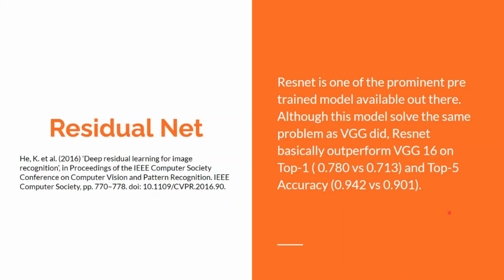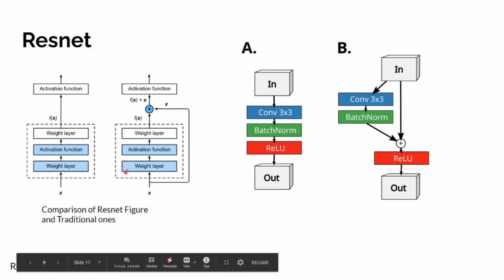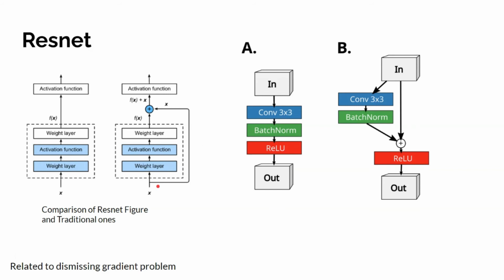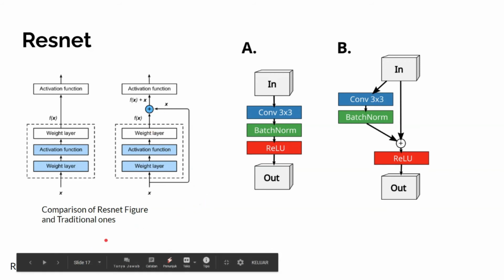The next model that we use is ResNet, or residual net. Residual net is one of the prominent pre-trained models available out there. Although this model solves the same problem as VGG did, ResNet basically outperformed VGG16 on top 1 and top 5 accuracy. This is the paper, Deep Residual Learning for Image Recognition. ResNet introduced something called the residual block. In simple terms, it makes a shortcut connection from the input, for example X, to the output layer. That is to combat the vanishing gradient problem.